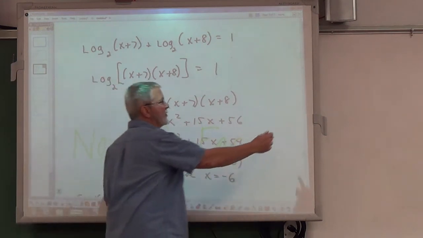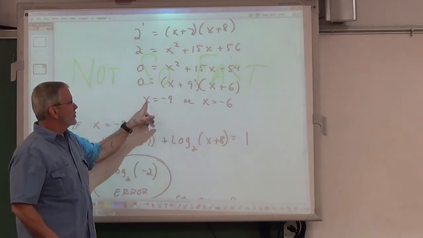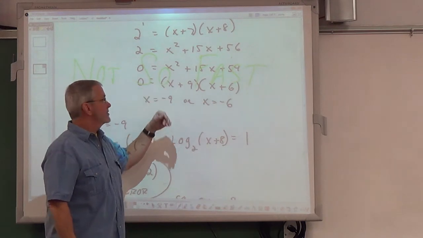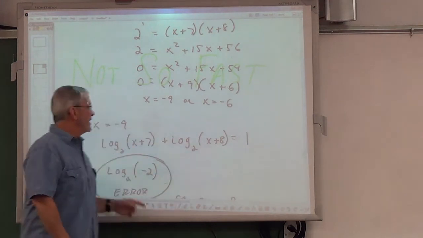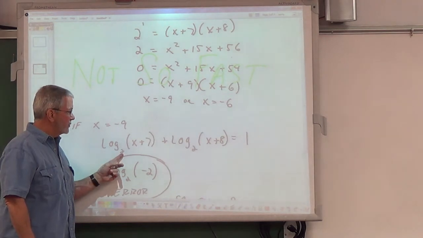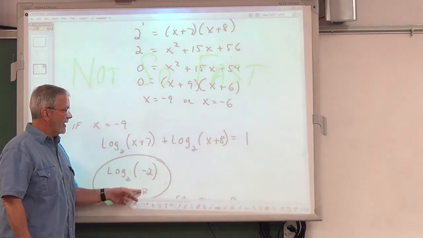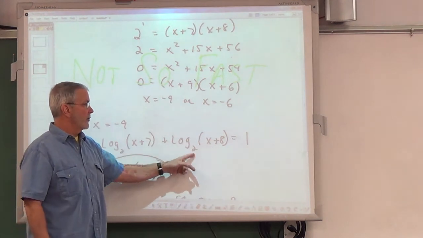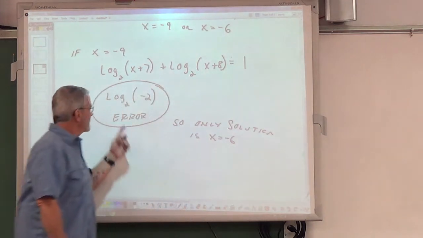Okie dokie. Next example. Oh, wait a minute. Not so fast on that particular solution. We better check our answers to see if they actually are reasonable answers, if you will. So if I try x equals negative 9, here's my original equation, and if I put x equals negative 9 in there, right off the get-go, I get log base 2 of negative 2, which is an error. That cannot happen. You can only log positives.